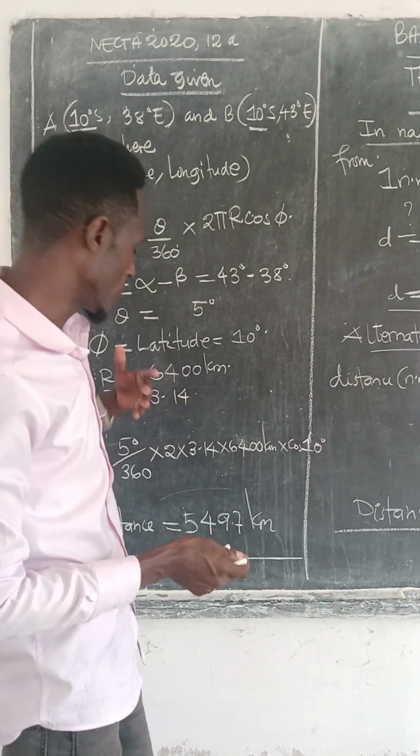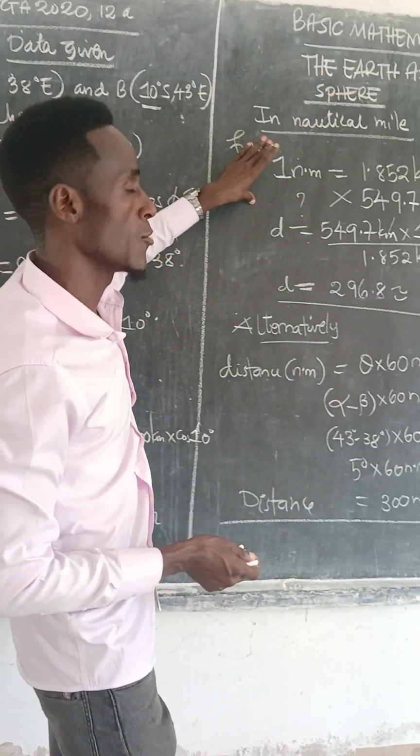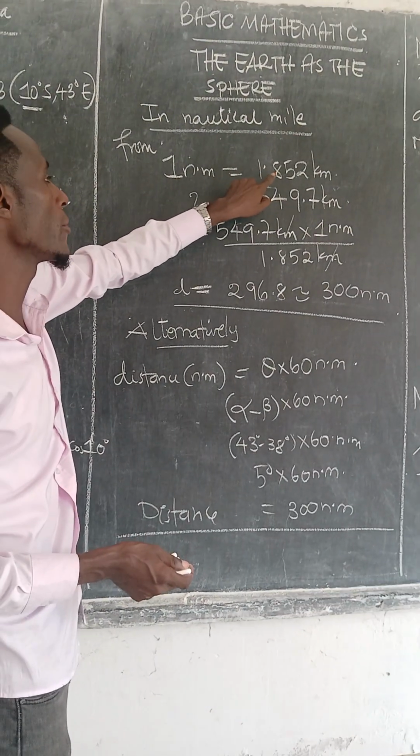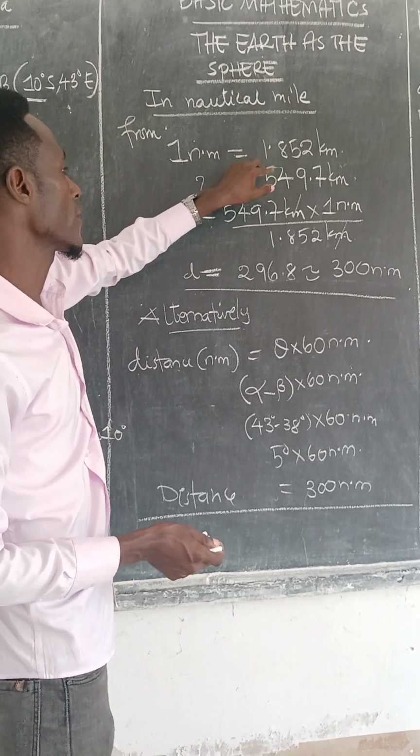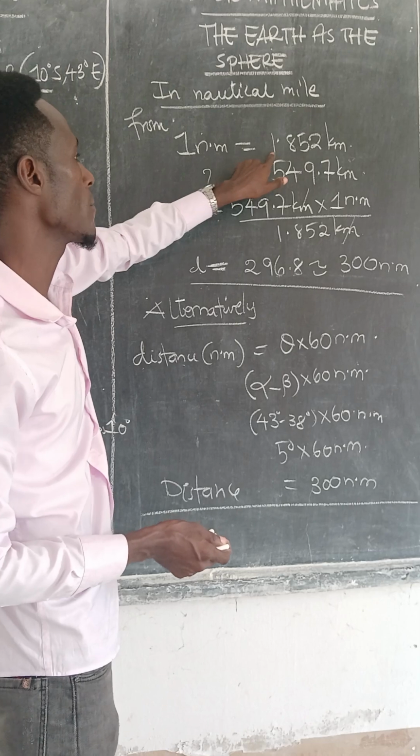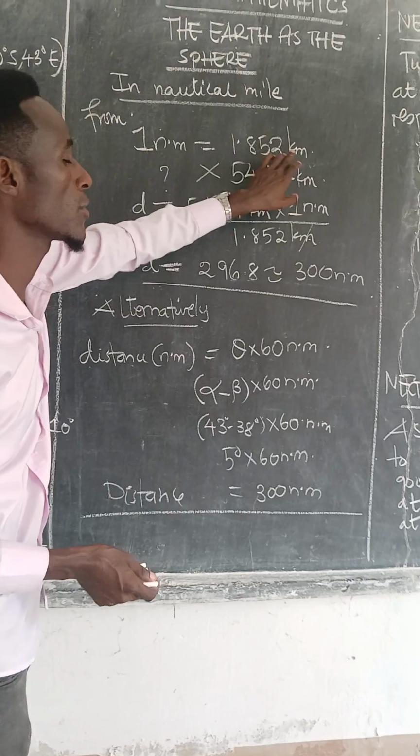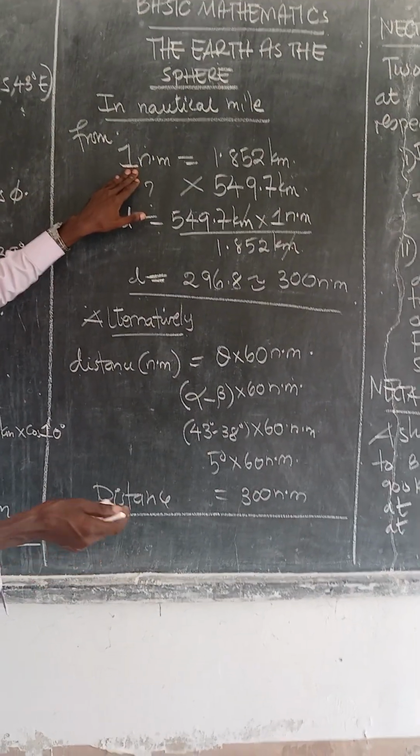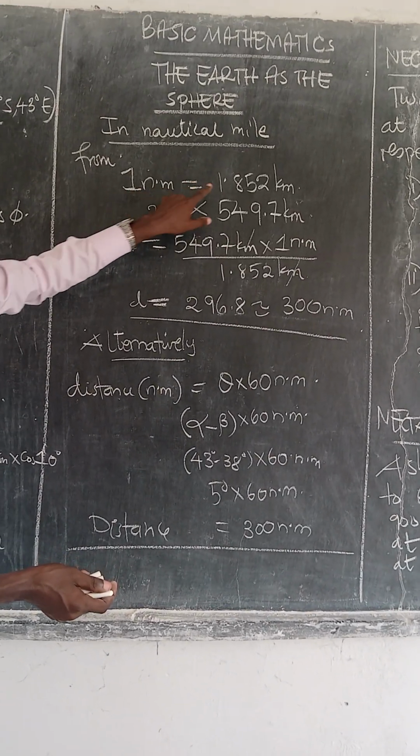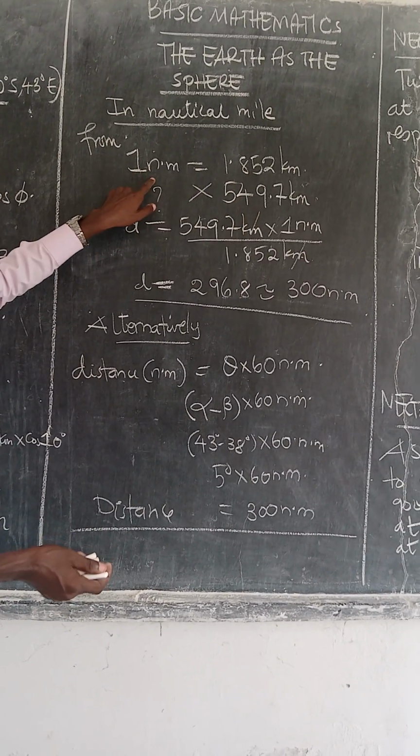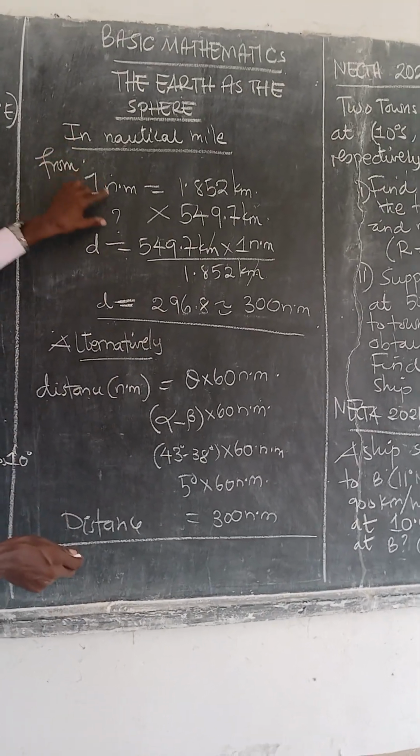There are two methods of obtaining the values of distances in nautical miles by using formulas. We know that 1 nautical mile is equal to 1.852 kilometers. Take care, because some students, the way they represent this, instead of writing 1.852, they write maybe 1.582. Some of them also, instead of writing 1 nautical mile is equal to 1.852 kilometers, they write 1 kilometer is equal to 1.825 nautical miles. No, you just consider 1 nautical mile is equal to 1.852 kilometers.